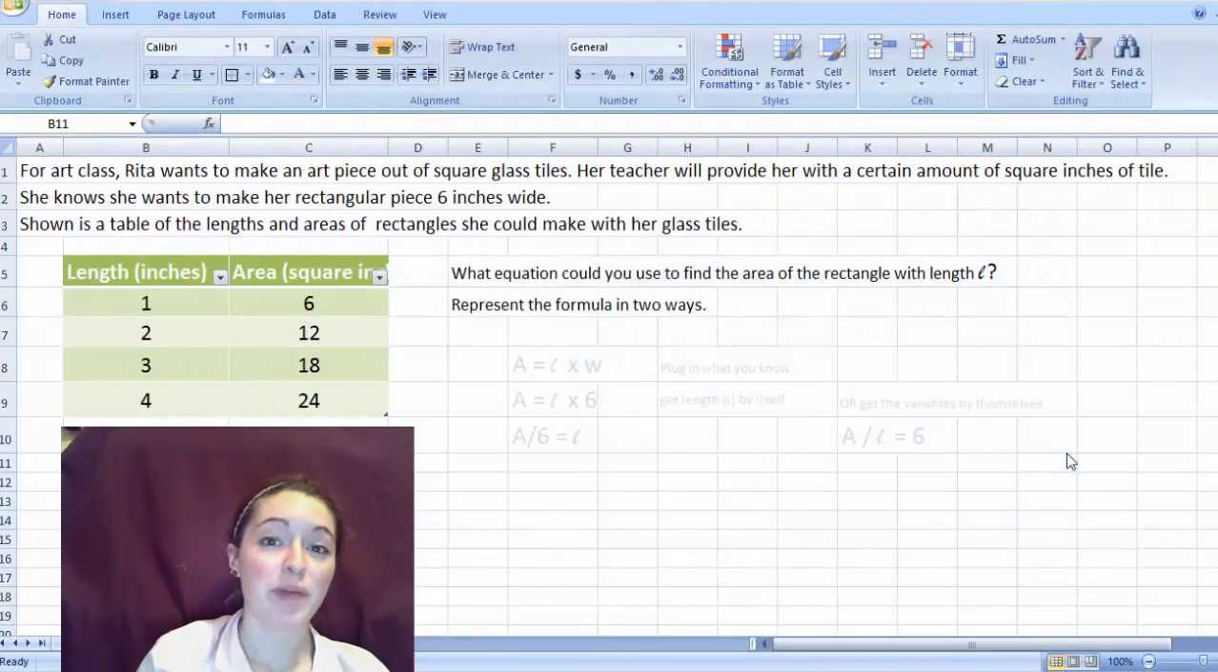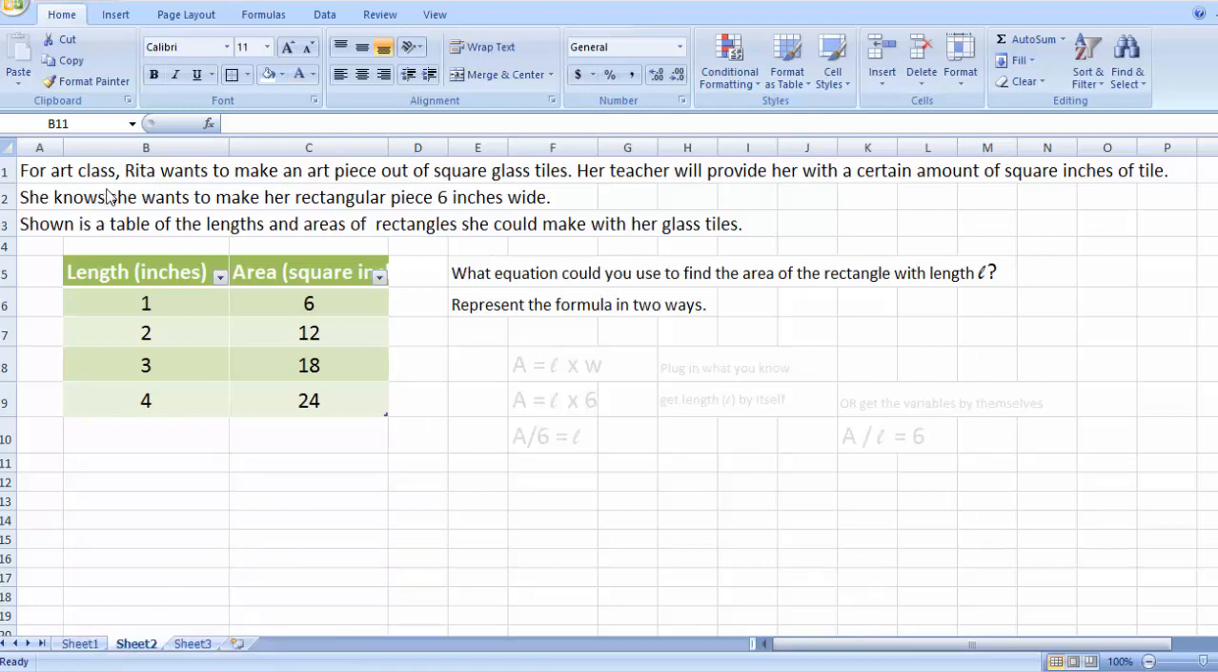Okay, now we're back in Excel, but we're talking about area this time. Let's read our problem together. For art class, Rita wants to make an art piece out of square glass tiles. Her teacher will provide her with a certain amount of square inches of tile. She knows she wants to make her rectangular piece 6 inches wide. Shown is a table of the lengths and areas of the rectangle she could make with her glass tiles.